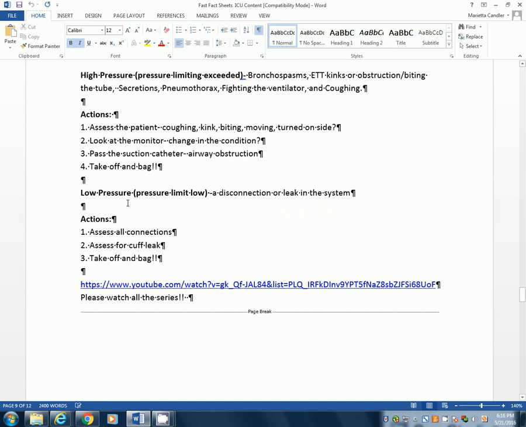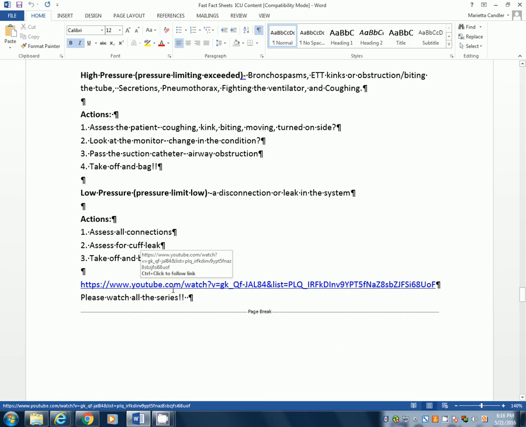First thing you're going to do if the low pressure alarm goes off is assess all your connections. Start backtracking, making sure everything's connected. Make sure you're checking that cuff on your ET tube, that there's not been a cuff leak. And we'll be talking about that here in a little bit. And again, if all else fails, they're getting in trouble, take it off and bag them until you figure out what's going on.